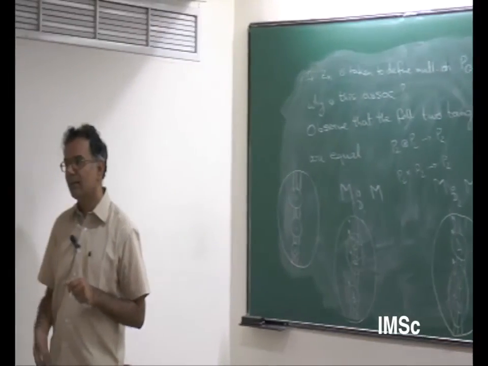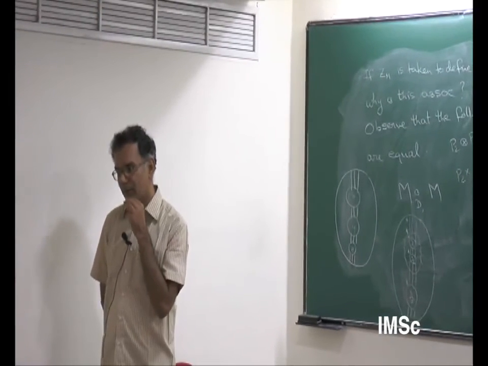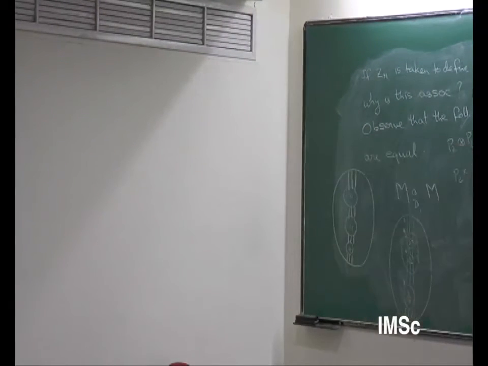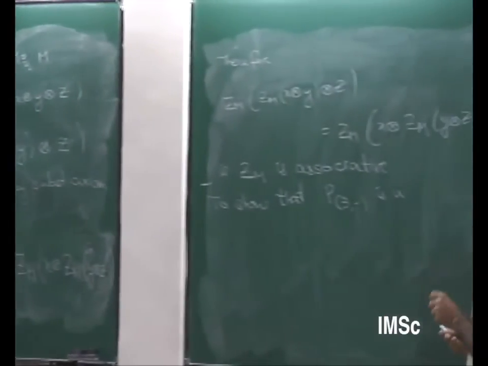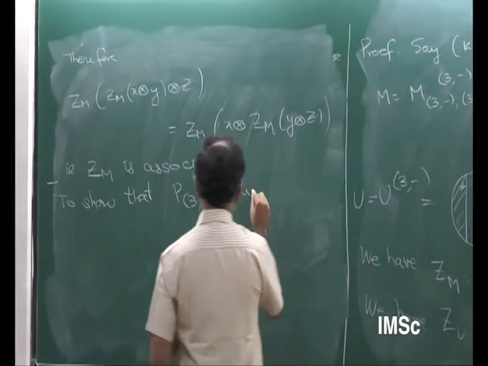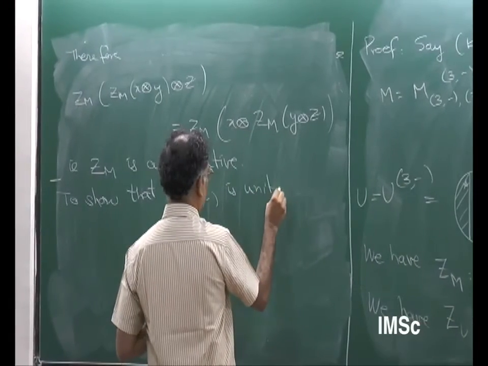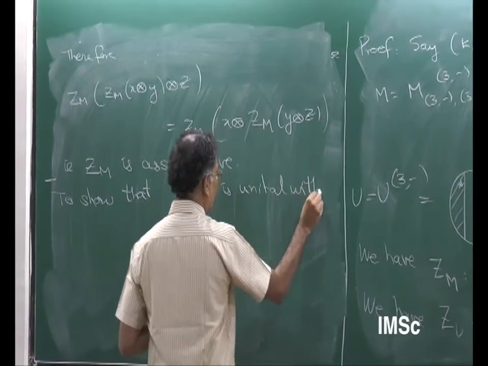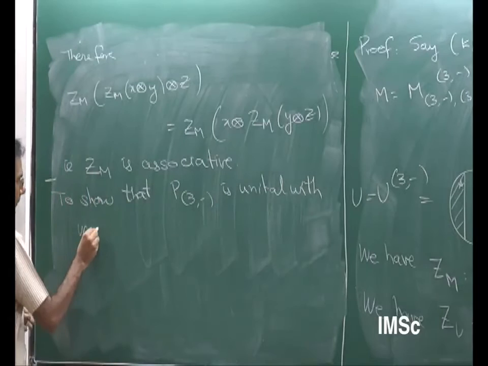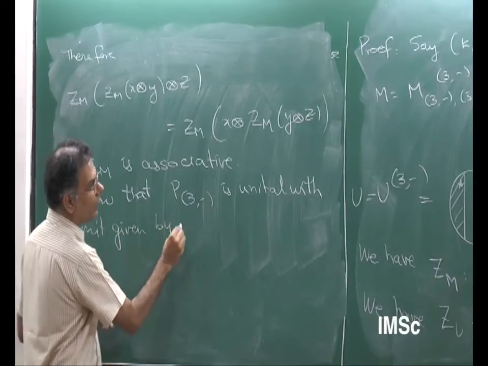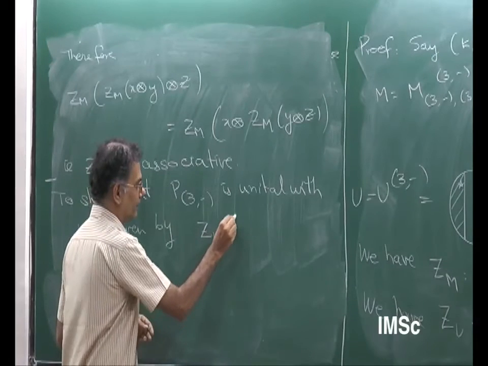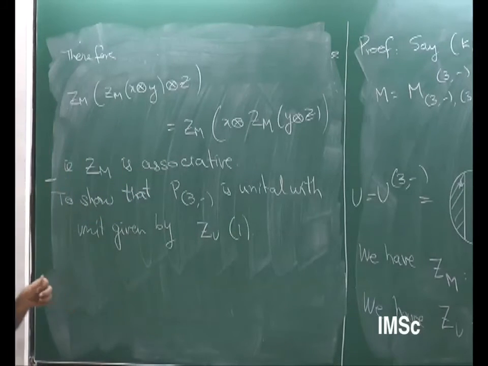You still have to. Okay. Now we want to show that this is a unit. So you want to show that this is unital with unit given by whatever Zu of 1. Okay, again we'll begin with a tangle and do something and derive this.